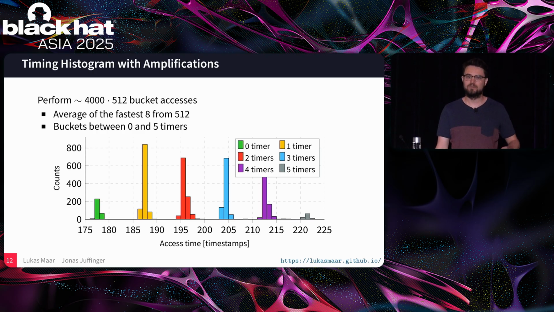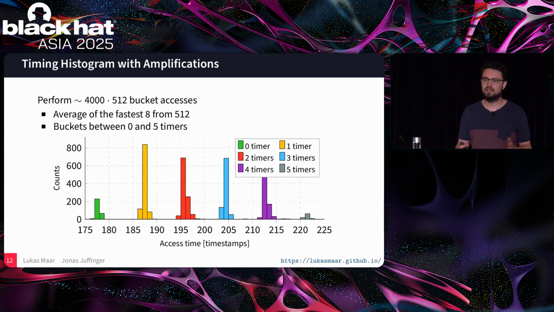So if we compare to the previous graph that you saw, already 0 and 1 timer are now easily distinguishable. They don't stick together at all. This is because of the cache flushing. And if you look at 0 and 5 timers, for example, the difference is huge. And we have basically no false negative, no false positive in this measurement. So this works now really reliably.